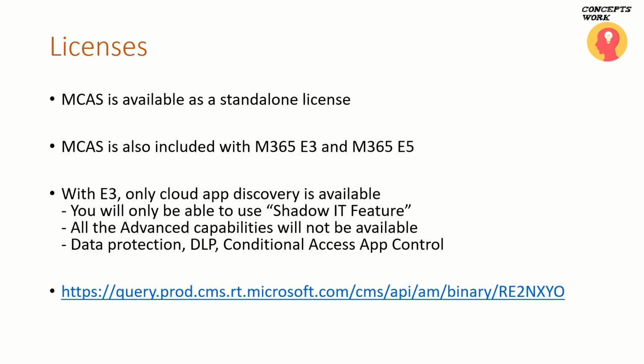When we talk about MCAS, it is a service for which you can buy standalone licenses, whereas MCAS is also included with E3 and E5 SKUs altogether. But when we talk about E3, only the shadow IT part can be achieved. That means with E3 you only get the cloud app discovery part of MCAS, whereas all the advanced capabilities, like data protection or DLP, conditional access app control, session policies or file policies, can only be configured with the E5 SKU.